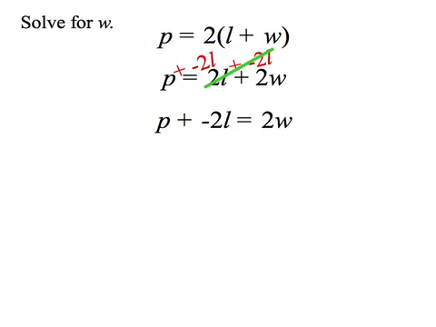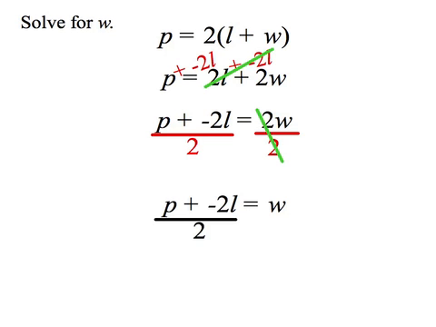And now, in order to get the W all by itself, we divide by 2. But remember, we have to divide the entire left side by 2. And in fact, after we cancel the 2's on the right side, we can leave it like that. The quantity P plus negative 2L, over 2, is equal to W.